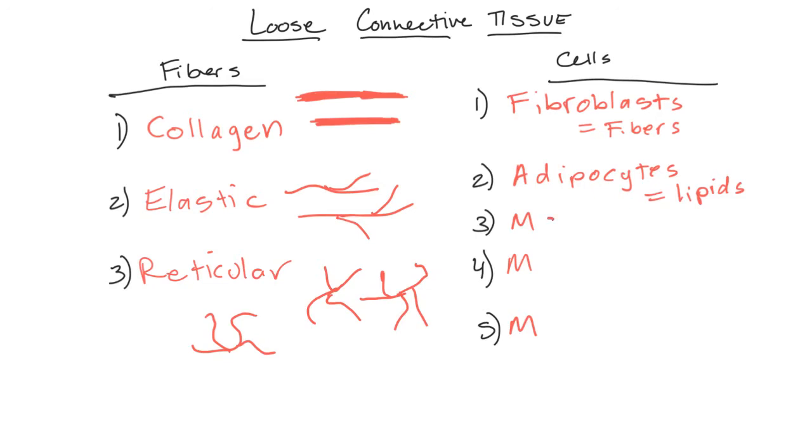All right, we have macrophages. These are immune cells. We have mast cells. These are for inflammation.